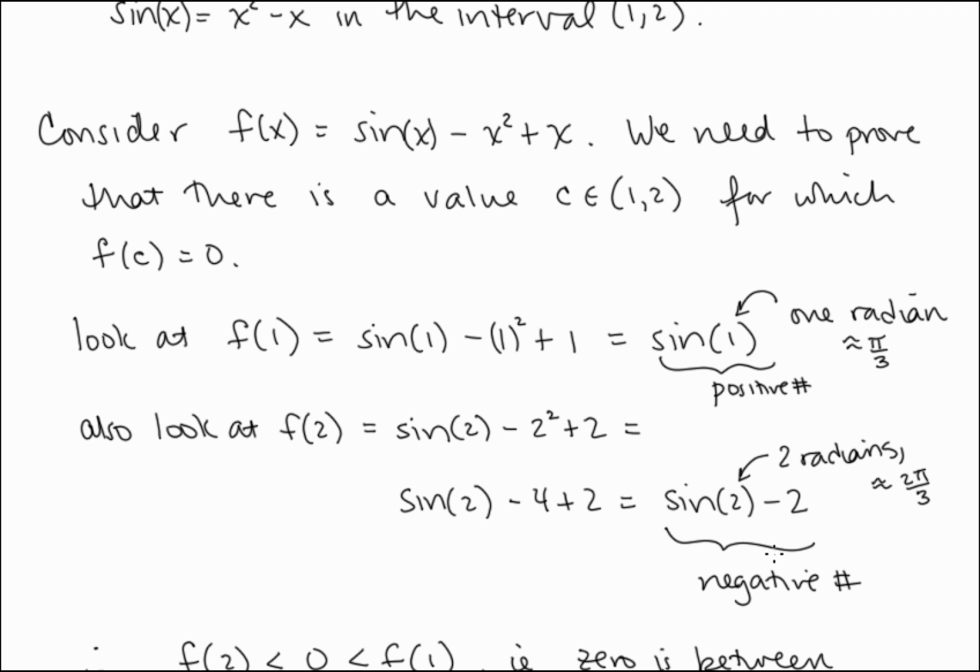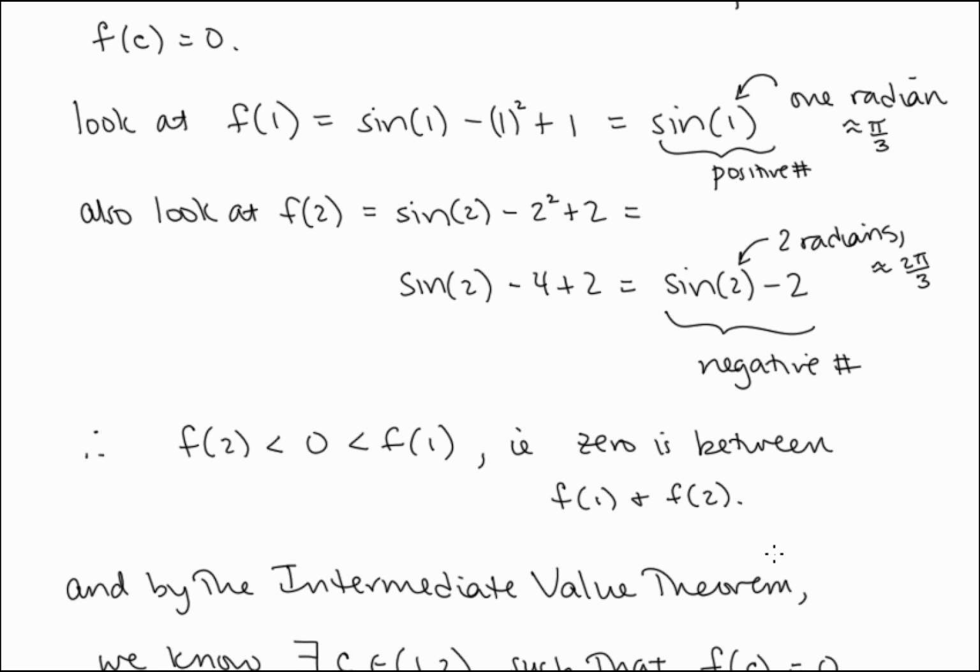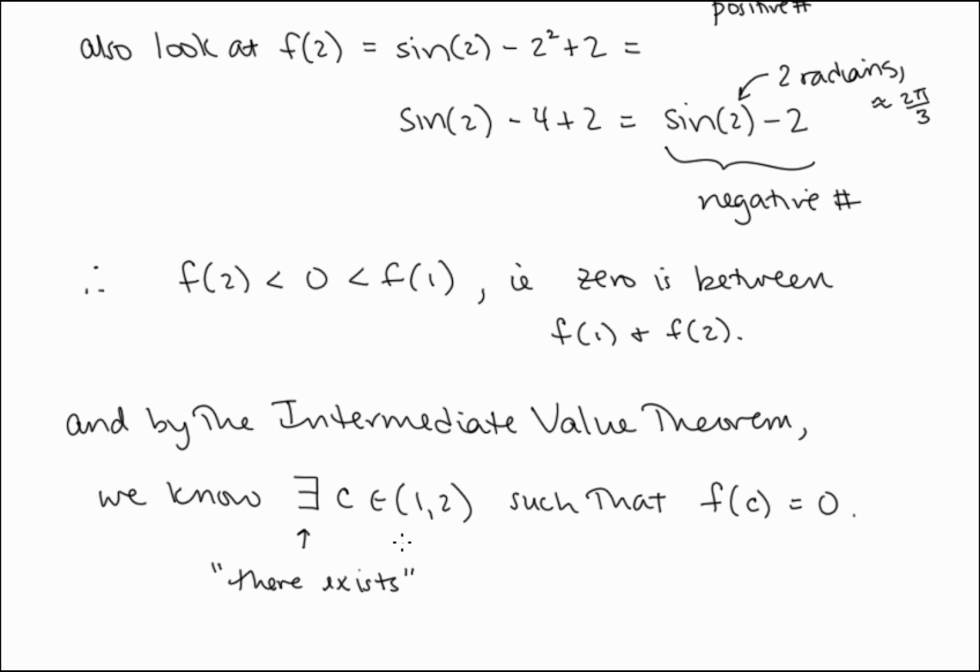Well, then by the intermediate value theorem, there has to be a c in the interval [1, 2] such that f(c) is equal to 0. We know that 0 is between f(2) and f(1), therefore there has to be a c value in the interval [1, 2] for which f(c) is equal to 0. And so that proves the existence of that solution.